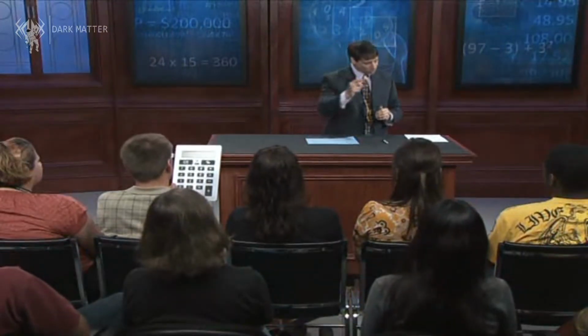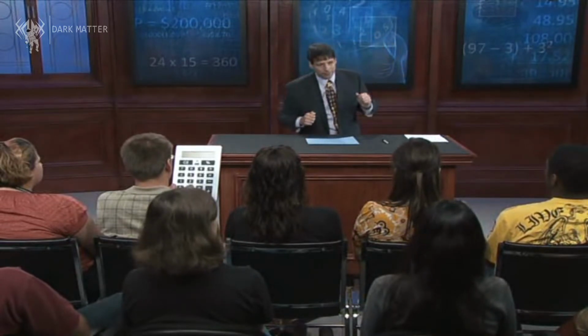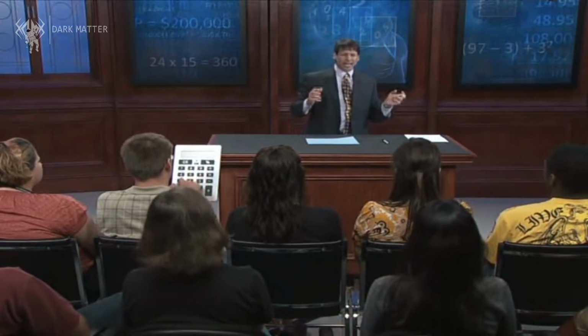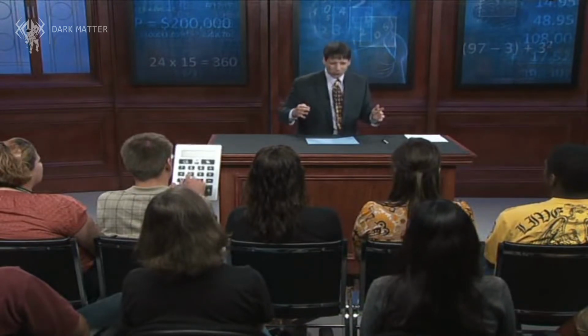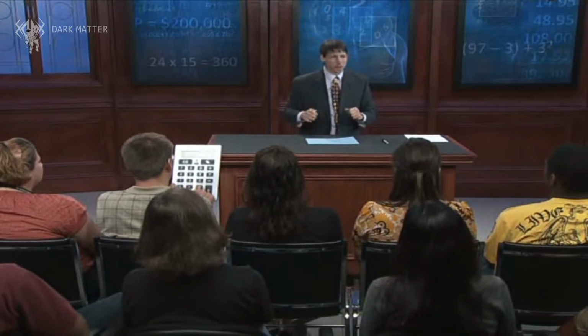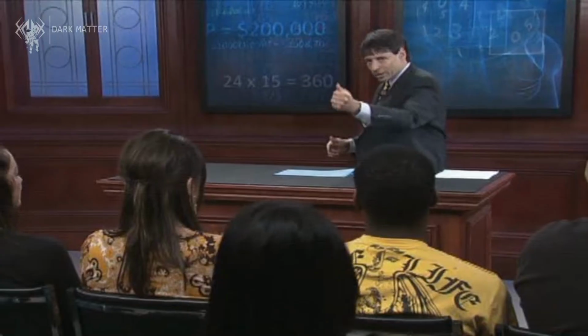Let's try a 4-digit number divided by a 1-digit number. 3,981 divided by 5. Oh, we just did 5. That's 796.2.